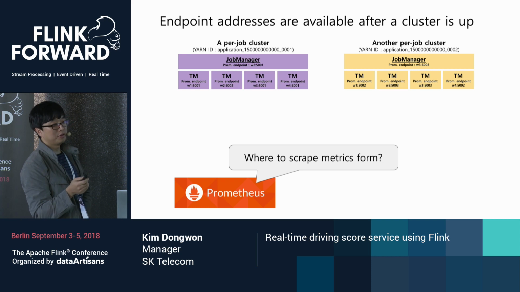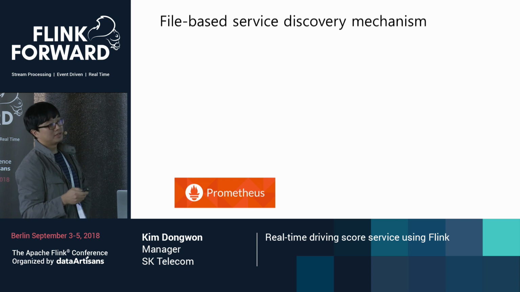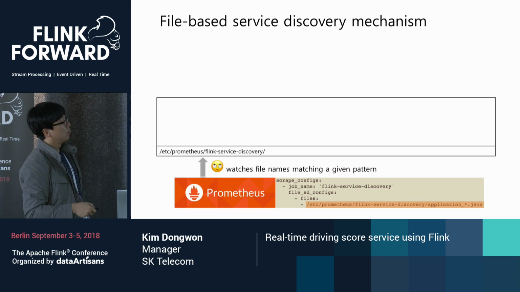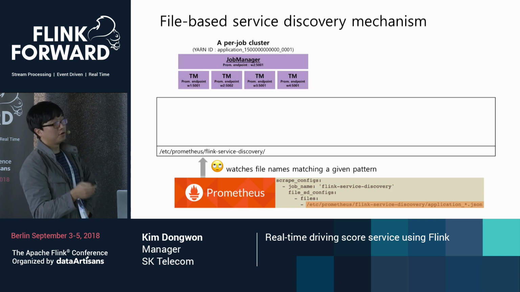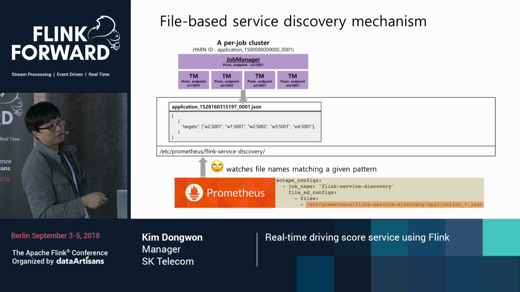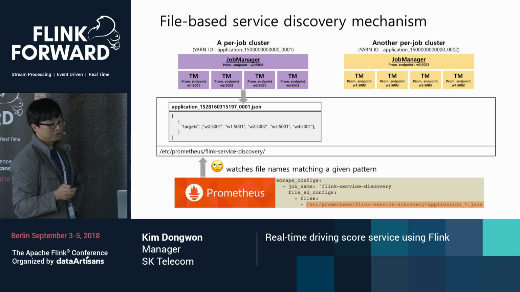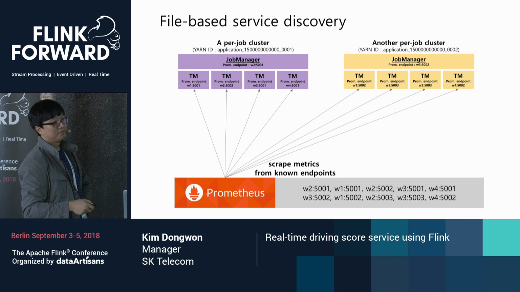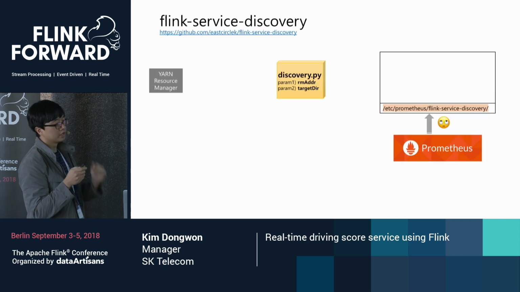Then how can you let Prometheus know where to scrape metrics from? There is a file-based service discovery mechanism in Prometheus. When you configure Prometheus in this way, Prometheus watches file names matching a given file pattern under this directory. Then when a new cluster is up, you just need to write this JSON file to let Prometheus know where to scrape metrics from. For another cluster, you need to do the same thing, and then Prometheus will scrape metrics from the known endpoints in this way.